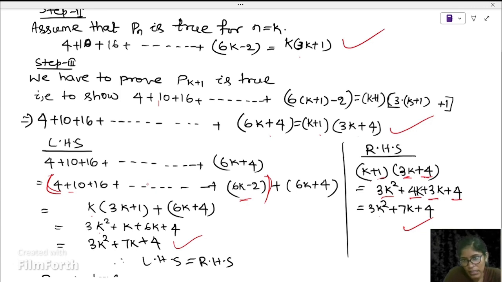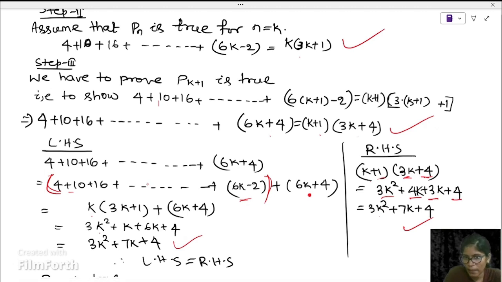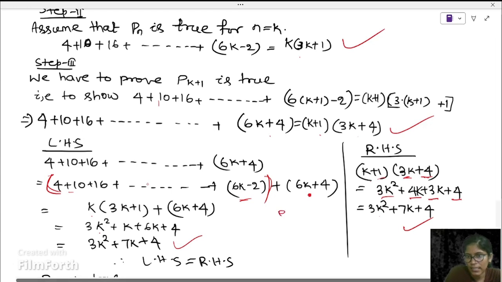Similarly, the previous term of 6k plus 4. That means the value is less by 6. 6k plus 4 minus 6, the previous term will be this. That means 6k plus 4 minus 6 equal to minus 2. That means the term is 6k minus 2. Okay.